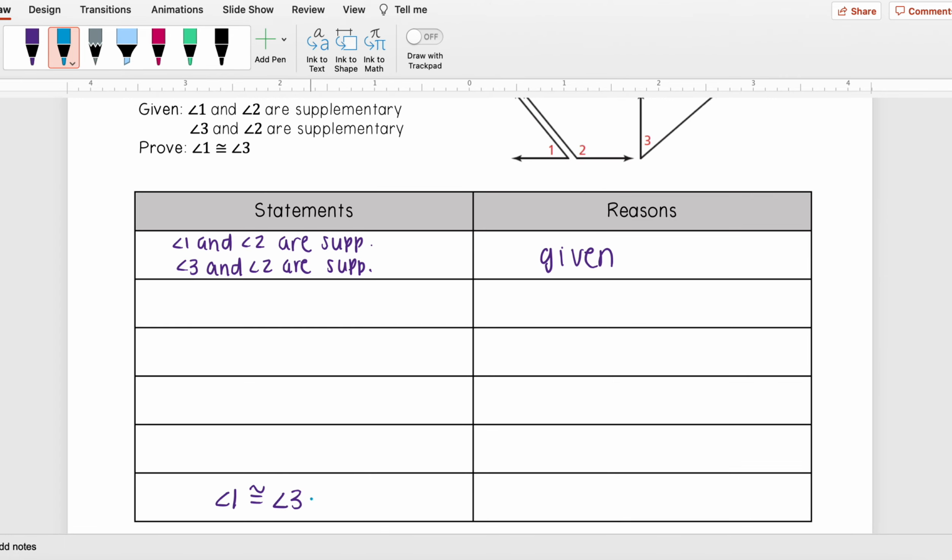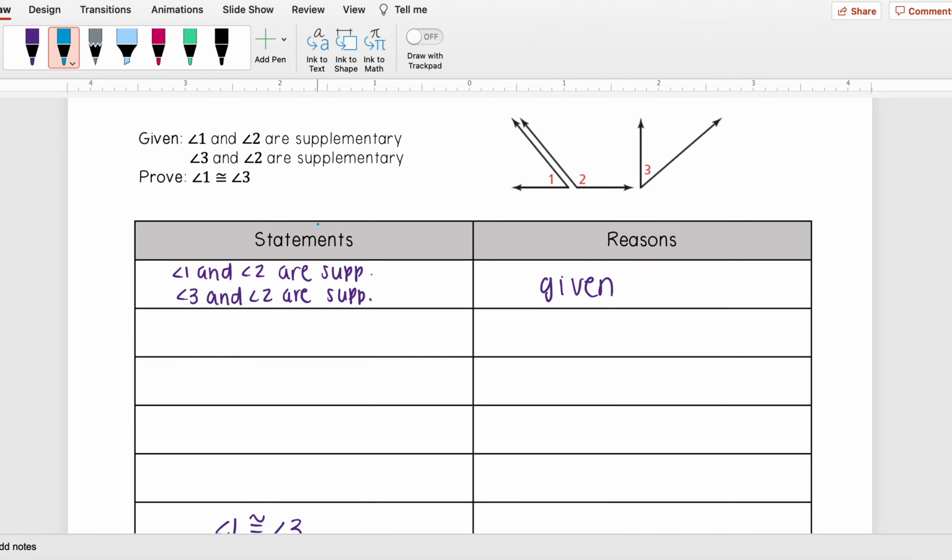And so now I need to fill in all these steps. So I want to use my given information first. I'm given that they're supplementary, so I need to remember, okay, well, what does it mean for them to be supplementary? Well, we know from the definition of supplementary angles, that means that measure of angle 1 plus measure of angle 2 is equal to 180, and measure of angle 3 plus measure of angle 2 is equal to 180. And again, that was the definition of supplementary.